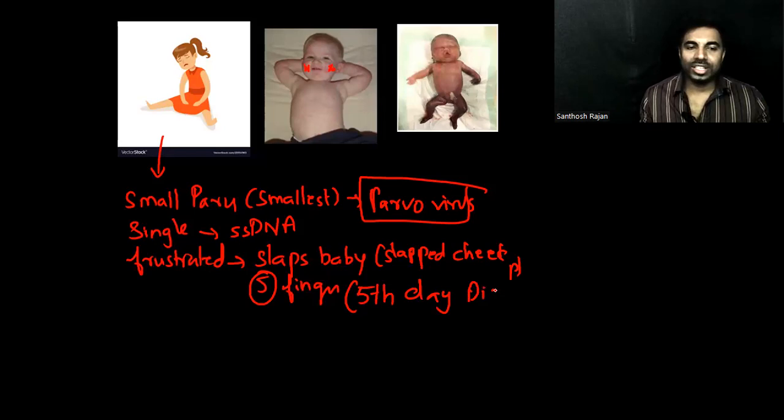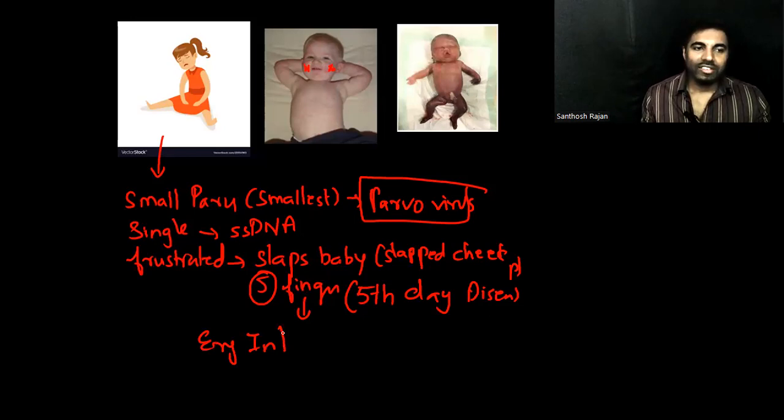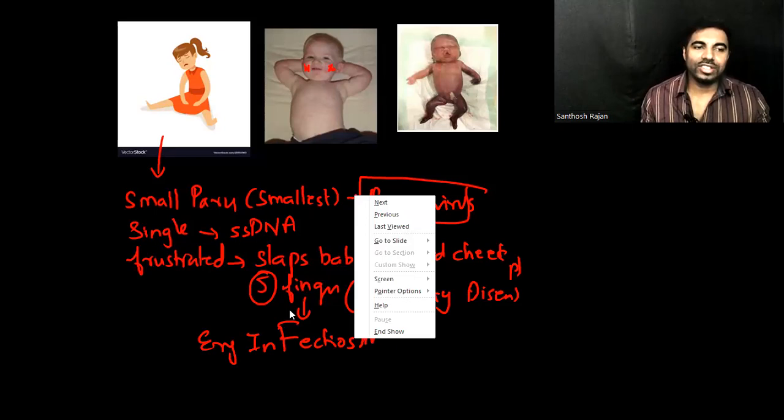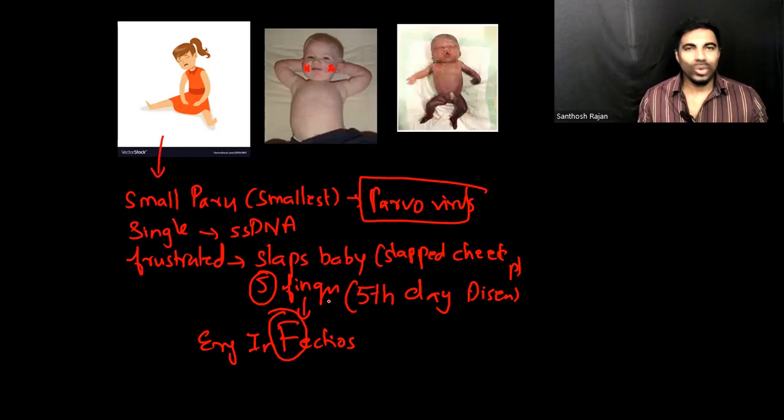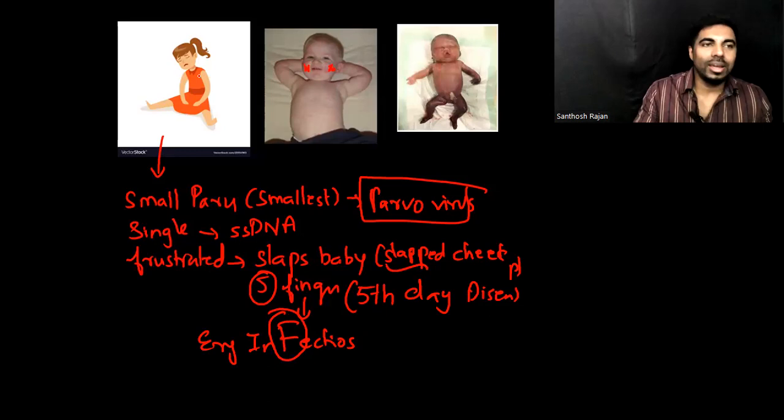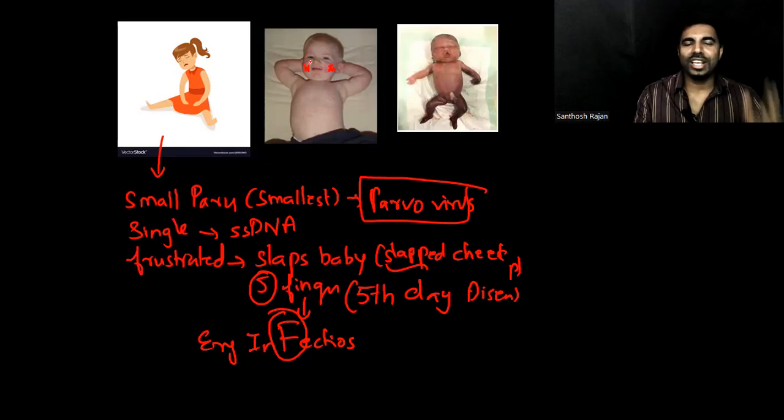Other name is erythema infectiosum. Infectiosum. Fifth disease. Fifth disease is basically your parvovirus. That's what I stress. He slapped the baby. Small Paru, single, small, slaps the baby because of frustration. So five fingers, fifth disease, and that's what infectiosum is.